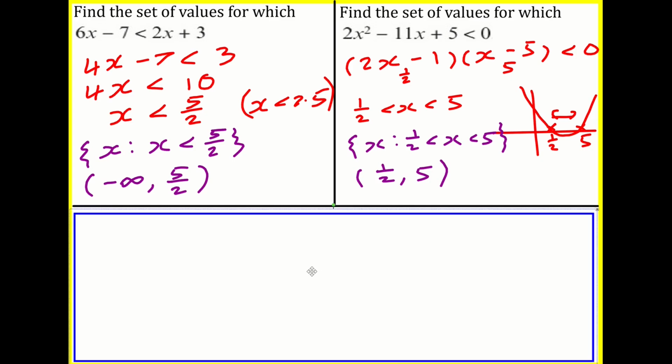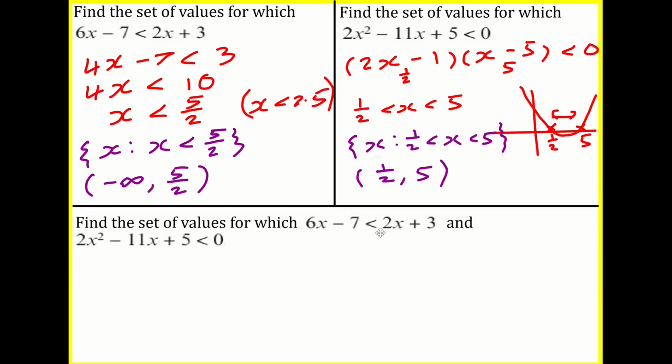On to the main question then, which is to find the set of values for which this inequality is true and this second inequality is true. Try this out. Well, actually, all we need to do is solve both inequalities separately. So x is less than 5 over 2, and the other one, a half is less than x, which is less than 5. But remember that they have to both be true at the same time. So we just need to bring it together.